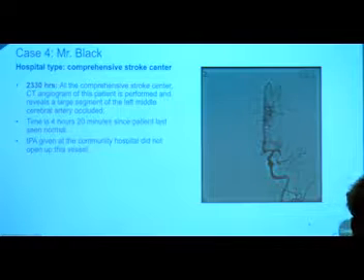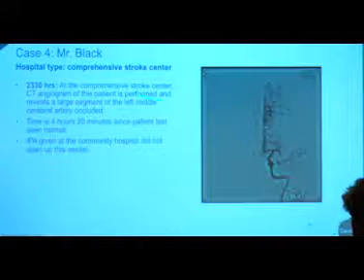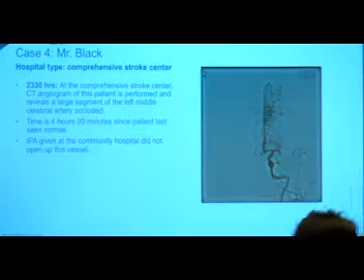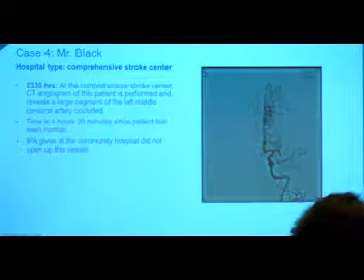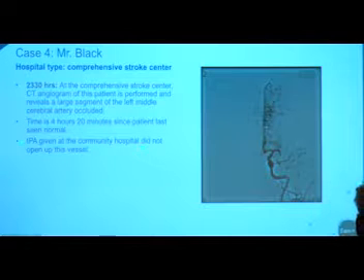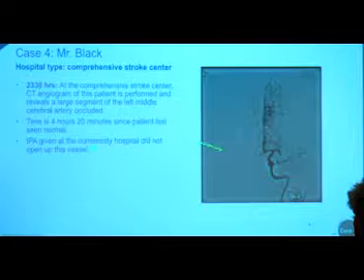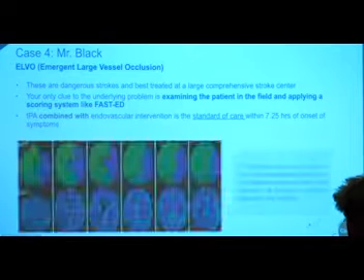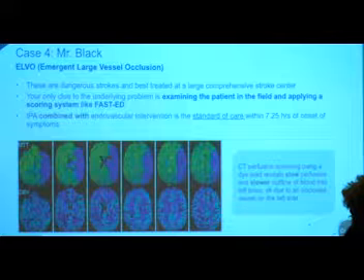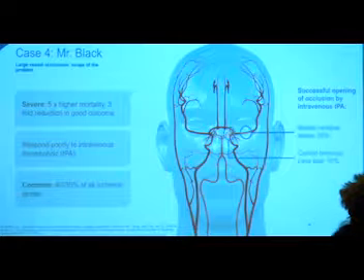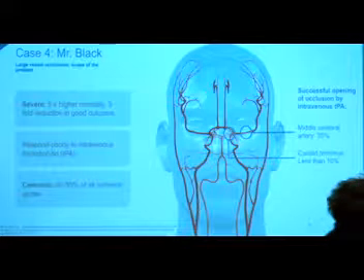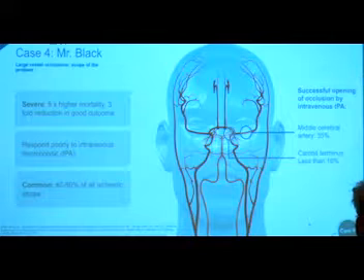So at the comprehensive center, CT shows large left MCA occlusion. Time is still relatively early, 4 hours, 20 minutes. TPA is given. Did not obviously open up the big vessel, and eventually the patient went to the cath lab, got the standard of care, and then reperfused. Now, when we look at the large vessel occlusion, this is kind of our main focus patient today.